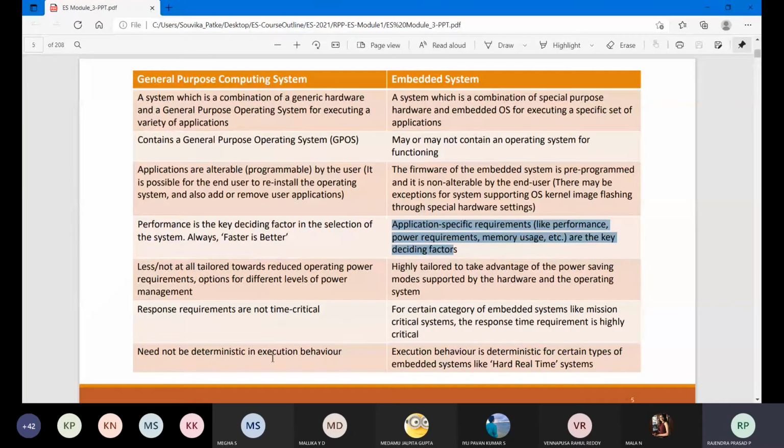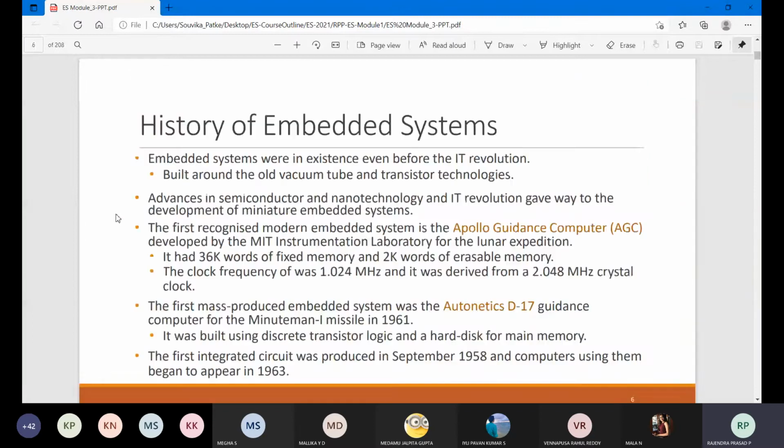Need not be deterministic in execution behavior. Execution behavior is deterministic. Means what? If this is there, if input is there, perform next task. Perform next task. So there is some flow there. That is why they call it a hard real-time system. So for every data, there is a specific output which has been designed. But in general computing, if input is given, output may come or may not come, that is not dependent. That should not be the case. So these are the comparisons between your general purpose computing and your embedded system computing.